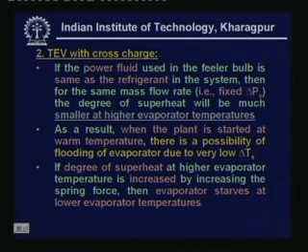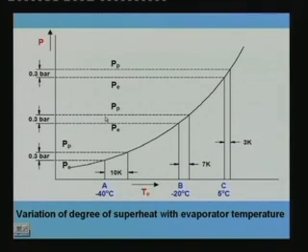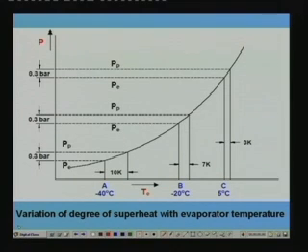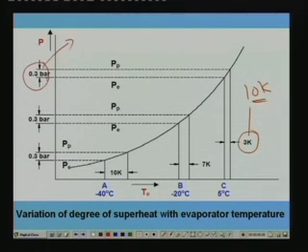So one way of avoiding this is to increase the degree of superheat at higher evaporator temperatures. That means you set the spring force in such a way that at higher evaporator temperature you increase it to, let us say, 10 Kelvin. That means you have to increase the spring force, or you have to increase the delta Ps, in such a way that at higher evaporator temperatures you are getting a higher degree of superheat. So this will take care of the problem of flooding.